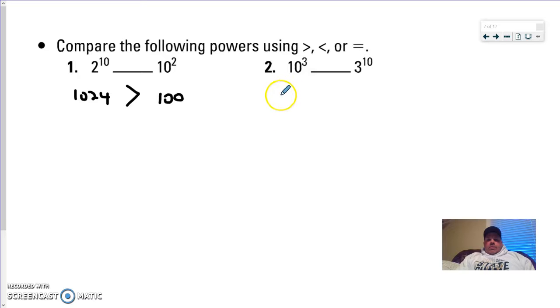In our last example, 10 times 10 times 10 is actually 1,000. And we also know that 3 to the 10th is 59,049. And because 59,049 is greater than 1,000, we know that 3 to the 10th is greater than 1,000, or 10 to the 3rd.